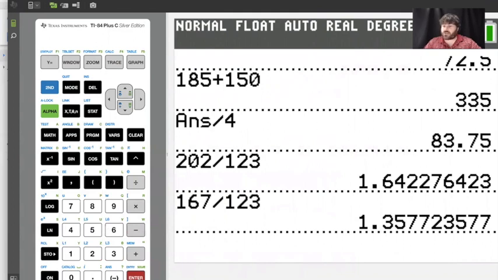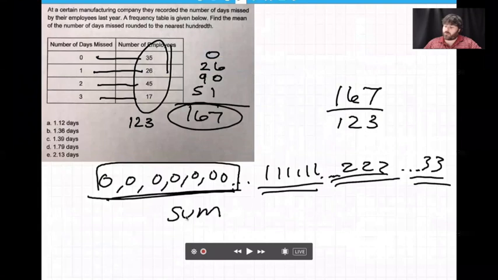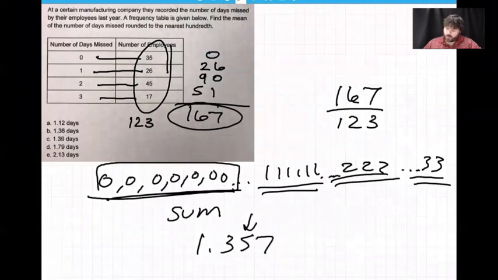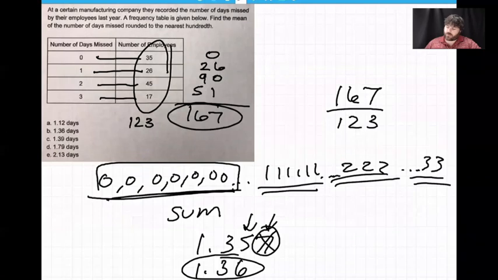It says round to the hundredths. So 1.357. The hundredths place is the 5. So we look over one more and see if this number gets us closer to 1.36, which it does. So we don't round down, we round up to 1.36, making answer choice B our correct answer.